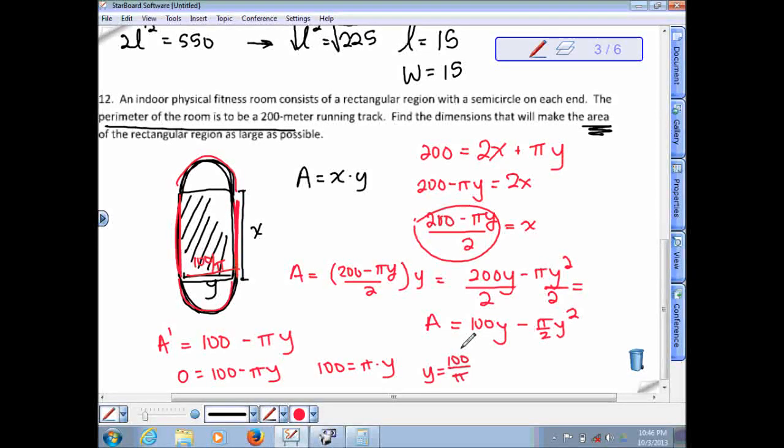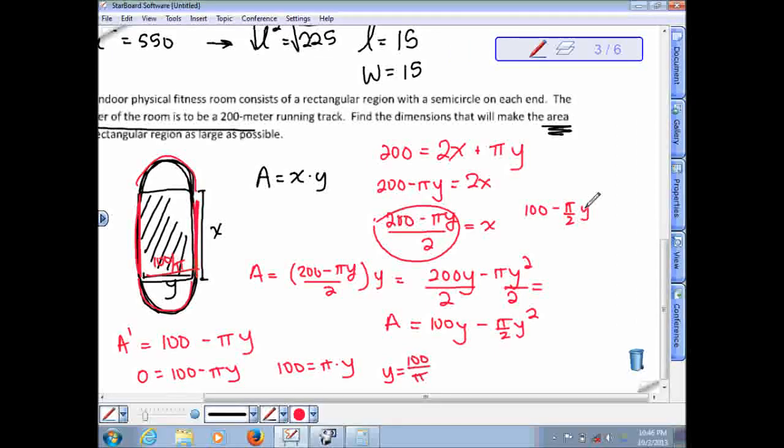Now, to find x, if we wanted to again make this maybe a little bit easier, x is equal to 100 minus pi over 2 times y. But we know that y is equal to 100 over pi. The pi's cancel. 100 over 2 is 50. 100 minus 50 is 50. So this has a length of 50 meters. So 50 meters here, 100 over pi meters on that dimension.